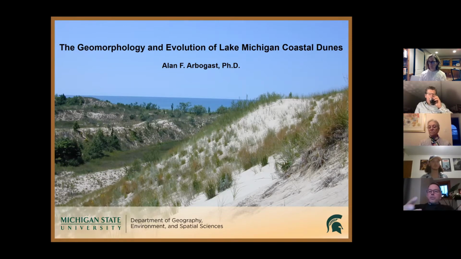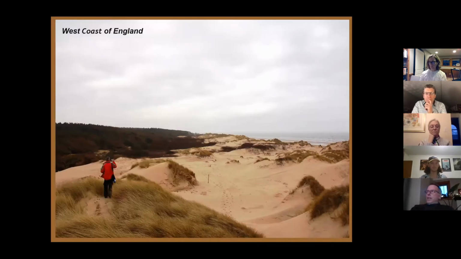The form of geo is earth, and morphology is the shape. Geomorphologists look at streams, they look at glaciers, they look at deserts, alpine systems, all of that. I happen to look at sand dunes. When I start my presentations, I always want to start with just how great our dunes are in Michigan.